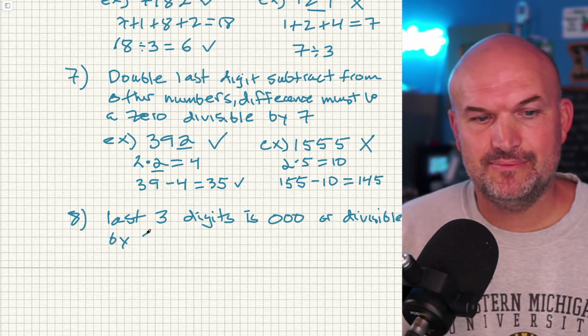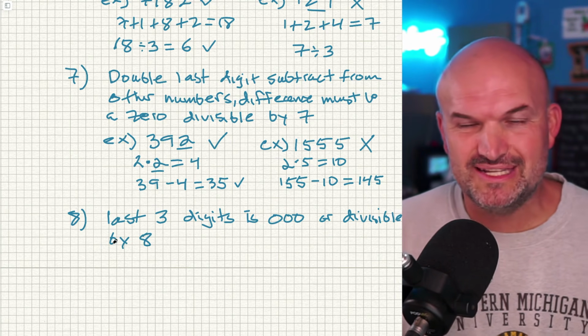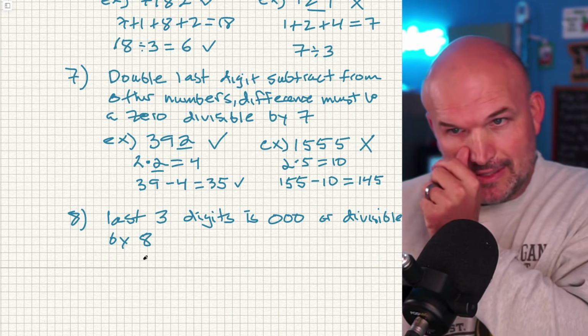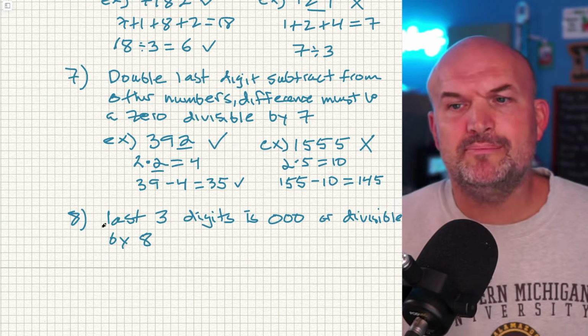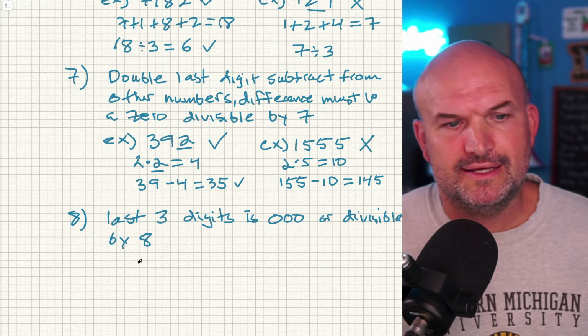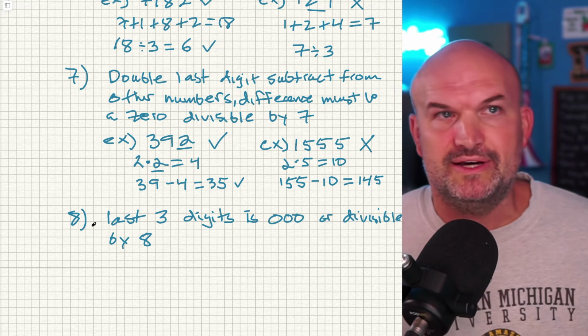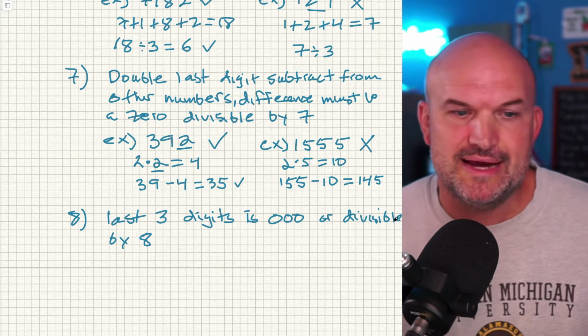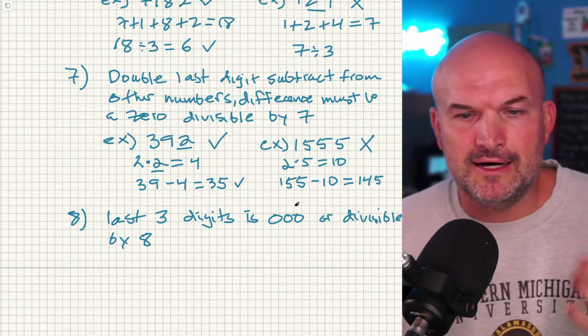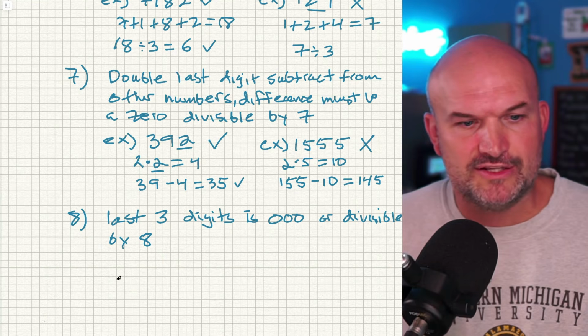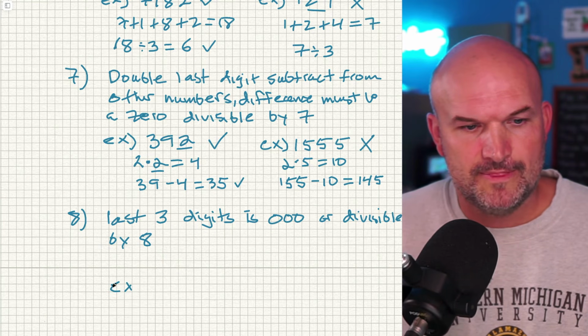Now, again, this one can be divisible by 8. Now, this one can be difficult, especially when you're dealing with really, really big numbers, because how am I going to know? Well, let's go through some examples if we're going to determine if something's divisible by 8. So let's take a look at 392.